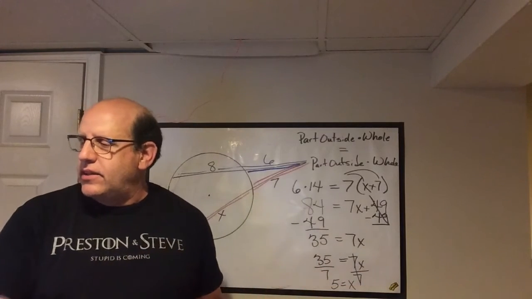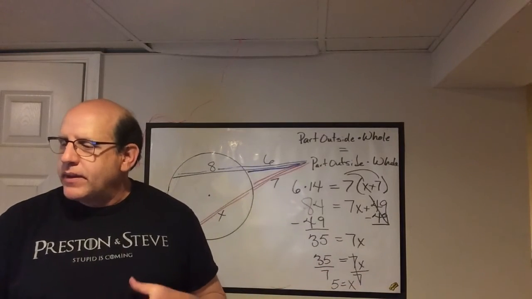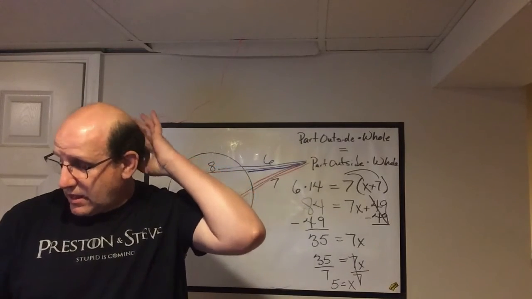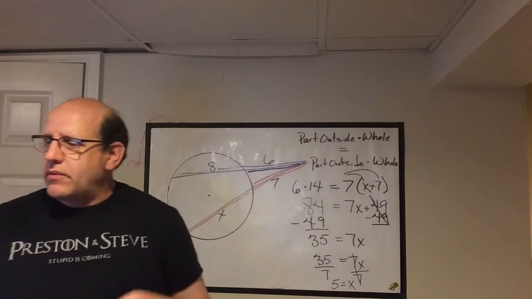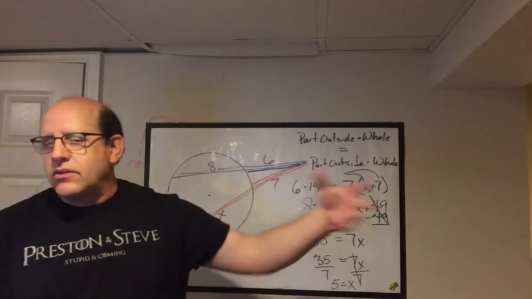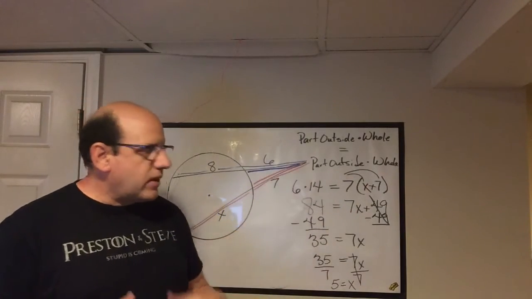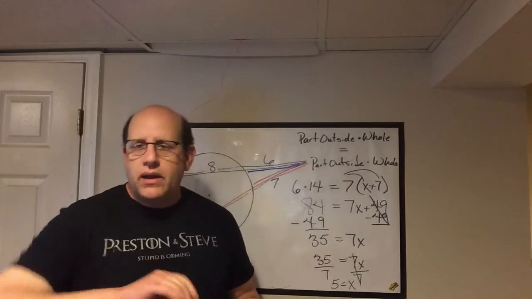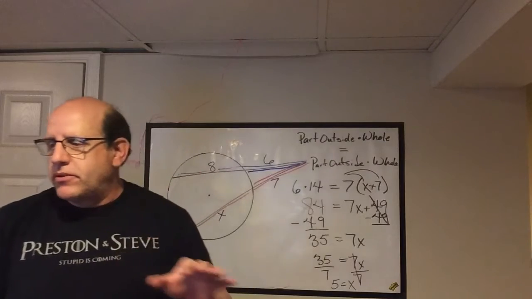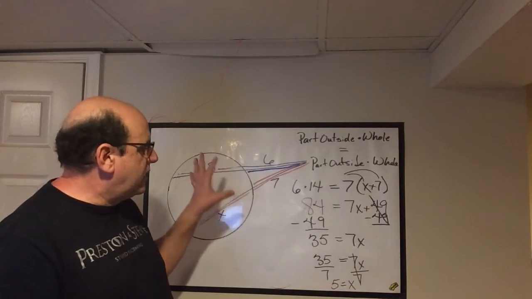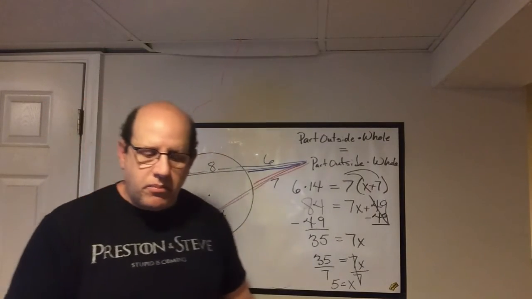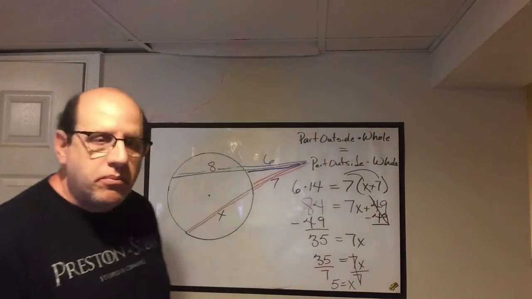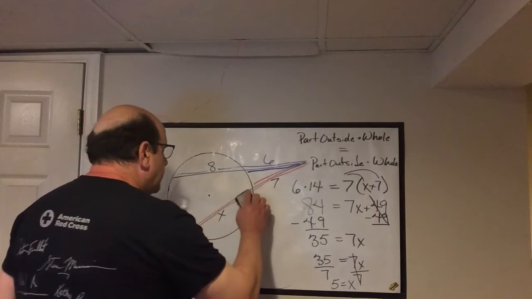Hopefully the x is inside the circle itself, because it's a lot easier. You don't have to deal with quadratics. If the x is outside, is part of the segment outside, it becomes a quadratic. It becomes a little bit annoying, but that's okay. For our purposes today, I think this is the type of problem you're going to see. And then there's one more type of problem you're going to get.